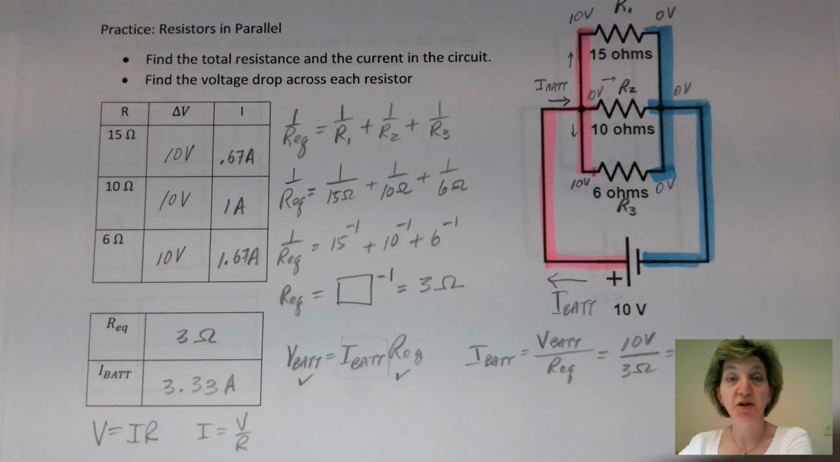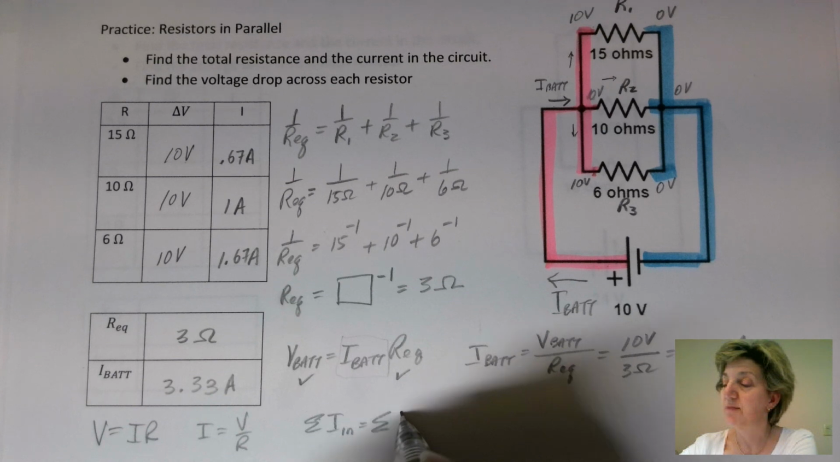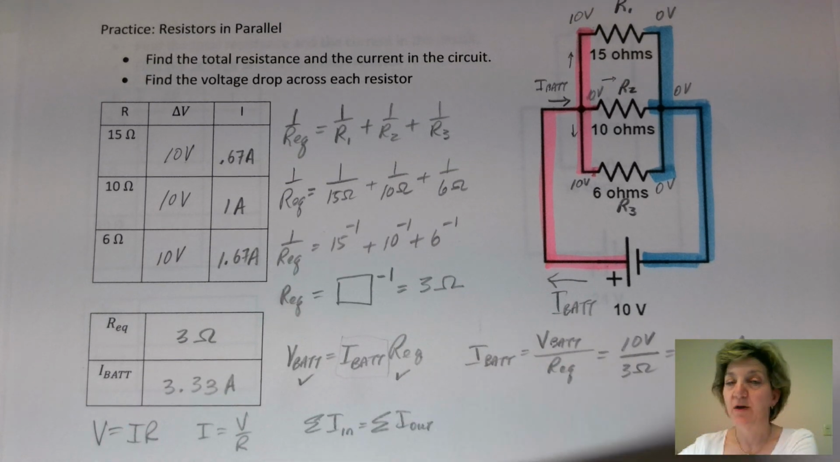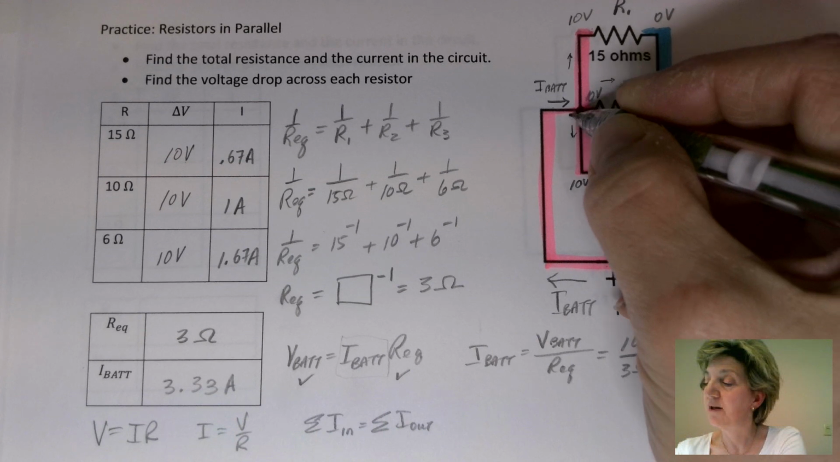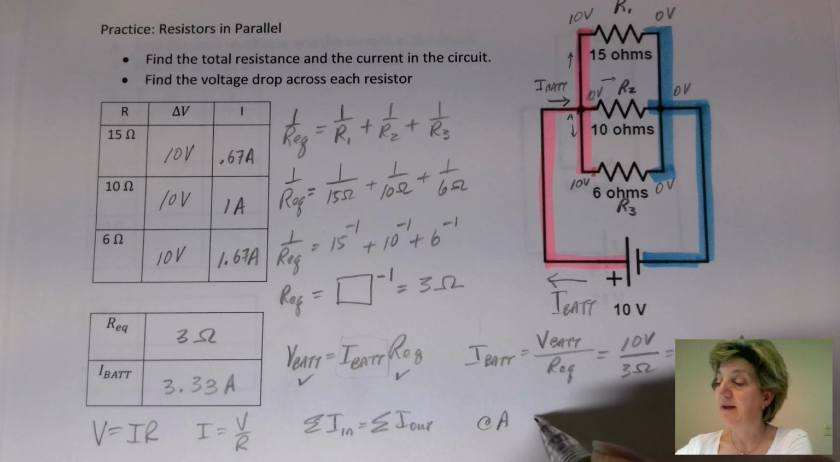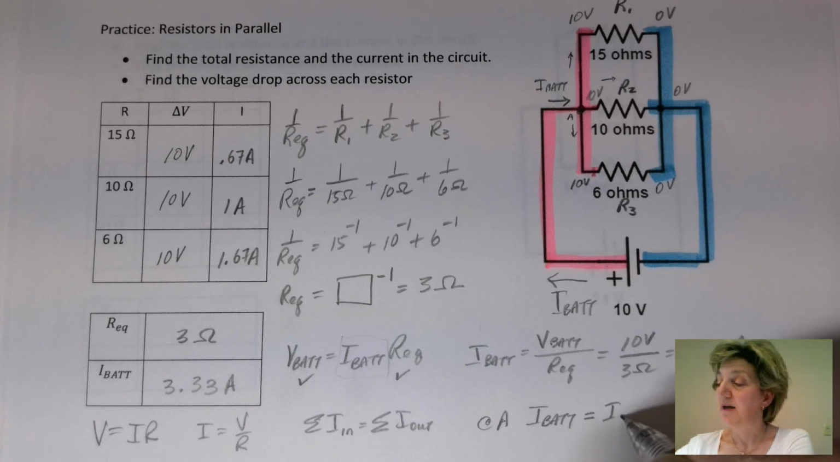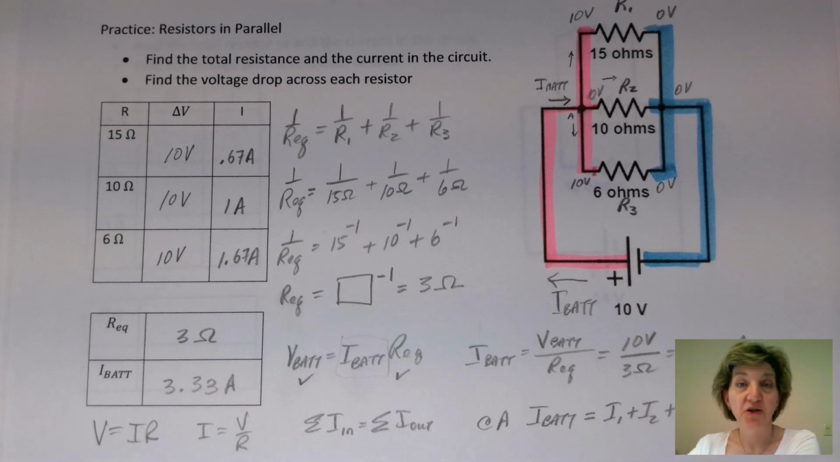How can you check your answers? We know by Kirchhoff's circuit law that the sum of current in equals the sum of current out. If we look at this node up here, let's call it node A. At A, what's the only current going in? I battery. What is that going to equal? All the currents going out: I1 plus I2 plus I3. Check your answers. Do the three currents we have calculated add up to 3.33? They should.